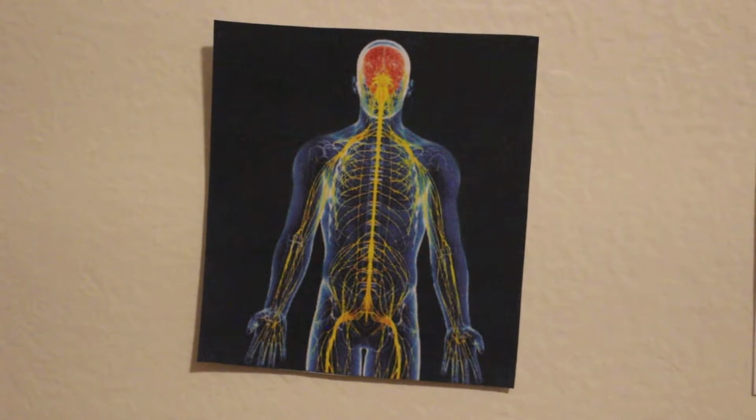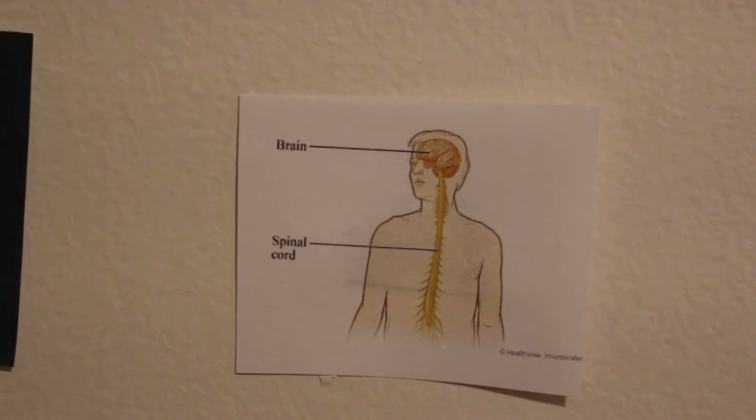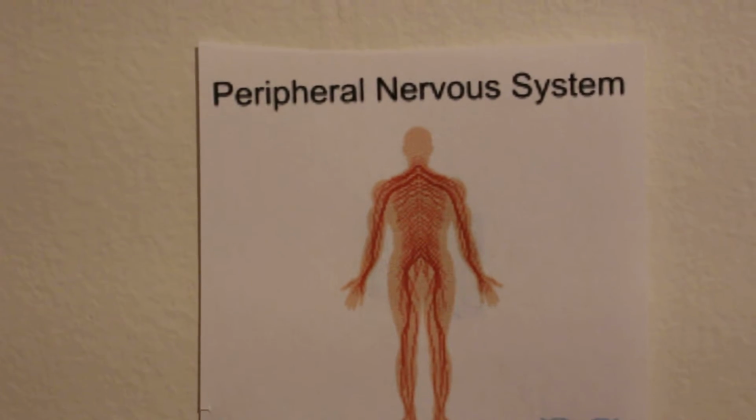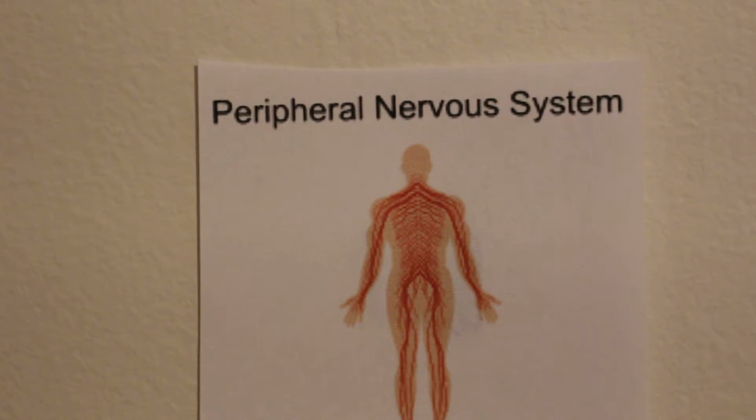And there are different types. There is the central nervous system, which is the brain and spinal cord. And then the peripheral nervous system, which is all nervous tissue outside of the central nervous system.